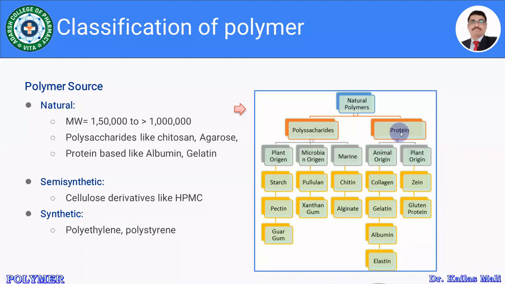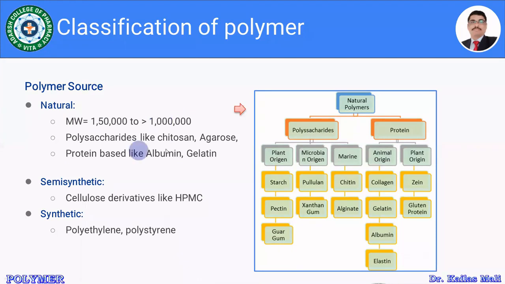The proteins of animal origin include, for example, collagen, gelatin, albumin, and elastin, and those of plant origin are zein and gluten polymer. The polysaccharides and the proteins are widely used in the development of drug delivery systems. The natural polymers have a molecular weight of 1.5 lakhs to 10 lakhs.